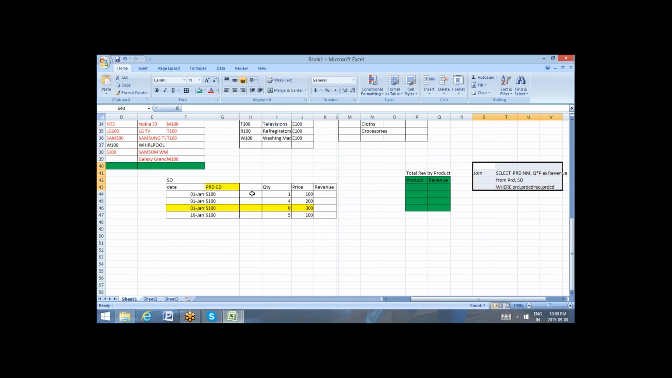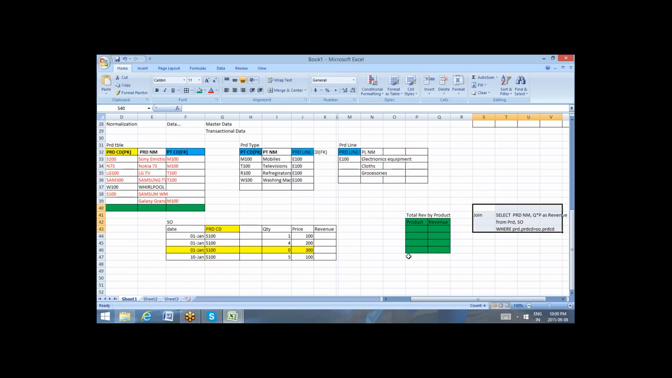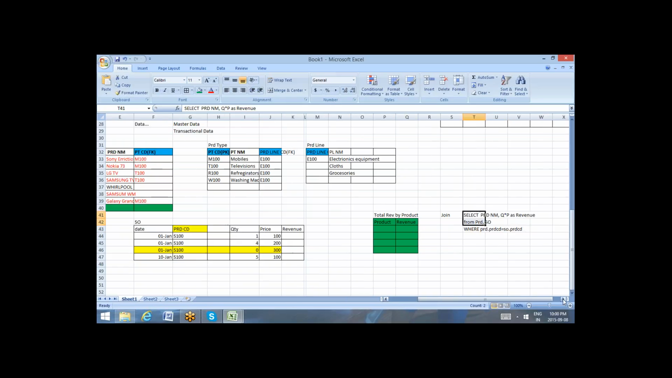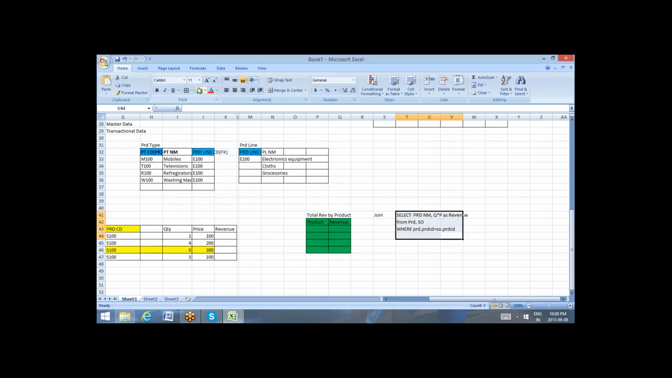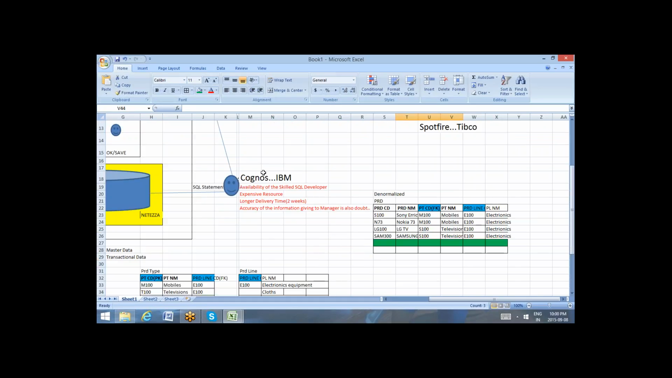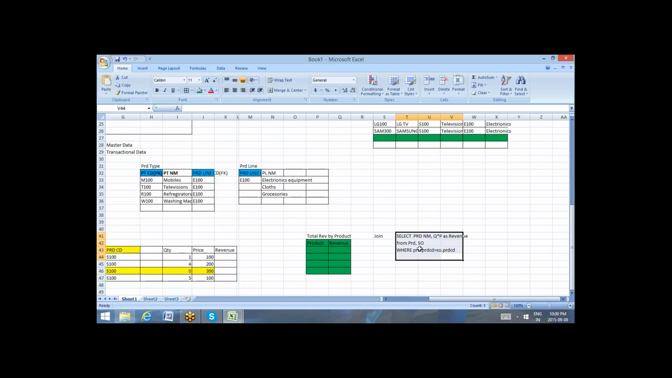Select the product name from the product table, and the quantity multiplied by price as revenue, from both the tables. This kind of SQL statement you may need to write by the tool, or if not the tool, by hand. You are expected to write this SQL statement to get this kind of information.